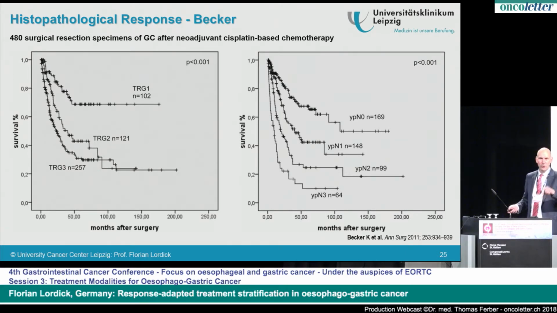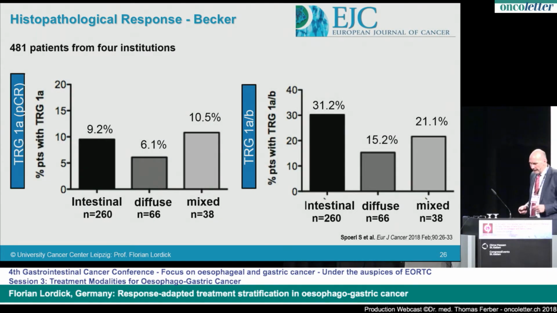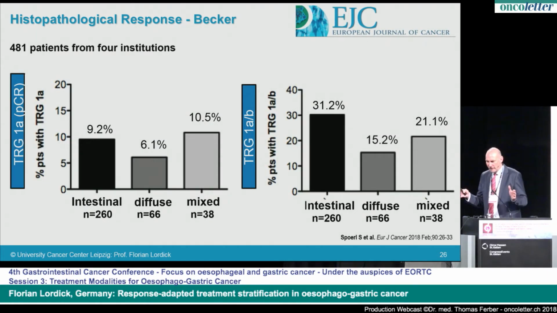She also showed, like later Lizzie, that the ypN status is highly prognostic. She showed in the same paper that having positive lymph nodes following neoadjuvant therapy has a major impact on prognosis.